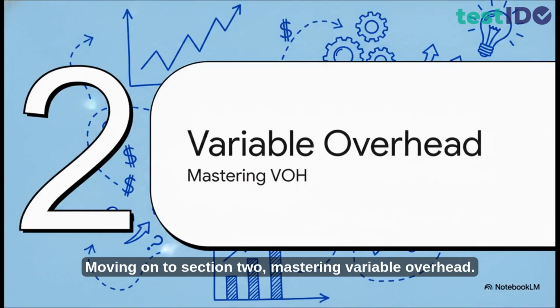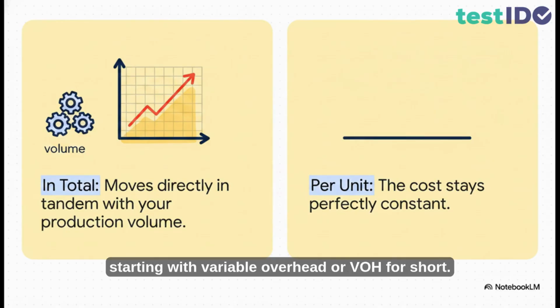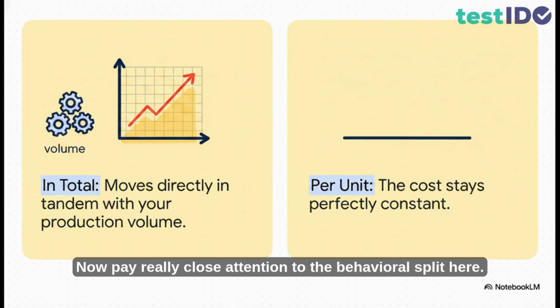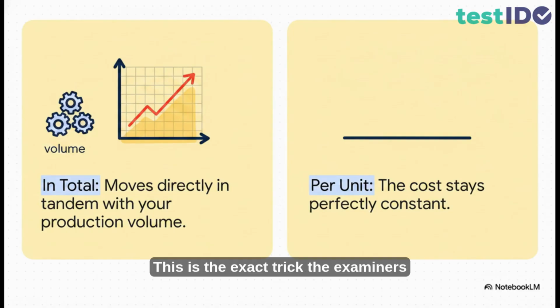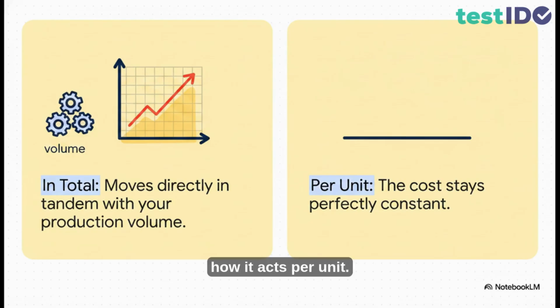Moving on to Section 2, Mastering Variable Overhead. Okay, let's split overhead into two distinct personalities, starting with variable overhead, or VOH for short. Now pay really close attention to the behavioral split here. This is the exact trick the examiners absolutely love to test you on. You have to separate how the cost acts in total versus how it acts per unit.